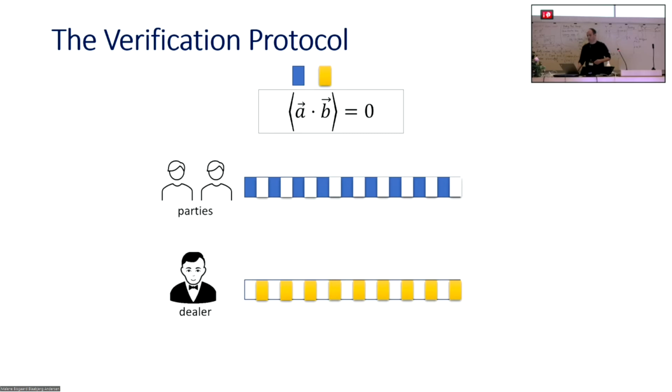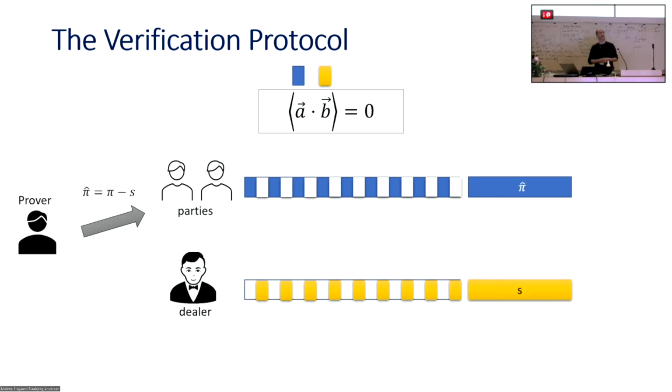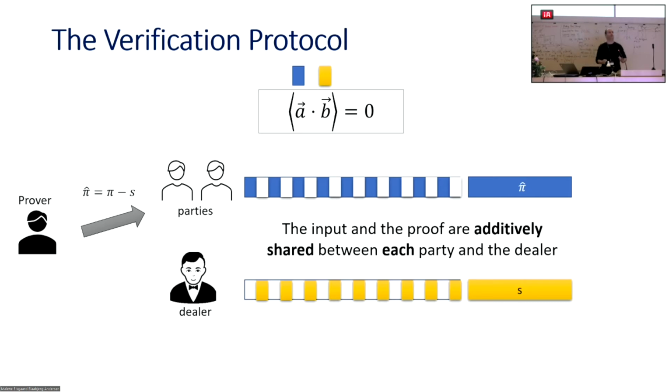And what we would like for the prover to do is to take the proof and also share it to the parties and the dealer in the same way, meaning that the parties will see the masked proof and the dealer will know the mask. So once we have this, it means that each piece of information here, the input and the proof, are additively shared between each party and the dealer.